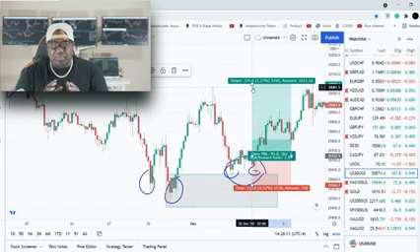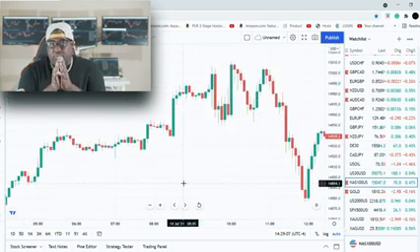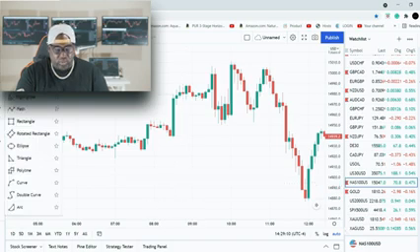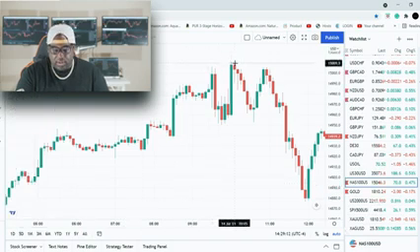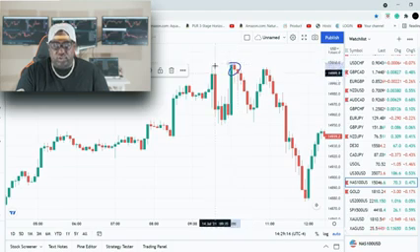Let me show you guys another example. Okay, guys, so here is a regular head and shoulders. What do we have here, guys? We have the head right here, okay? We have the left shoulder right here. And also we have the right shoulder right here.